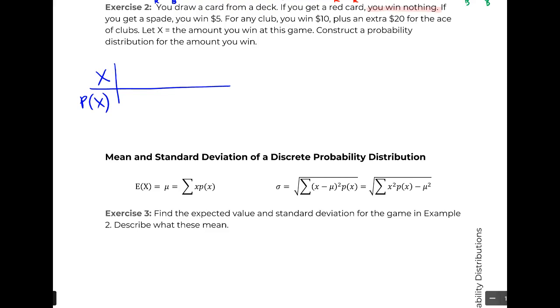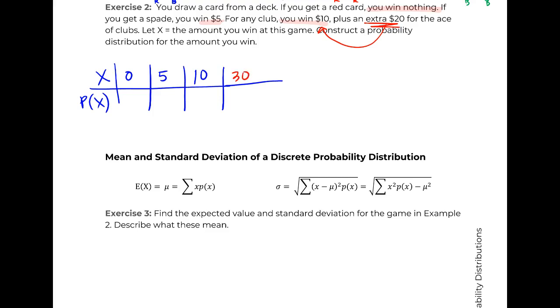So there's our first outcome, 0. If you get a spade, you could win $5. So there's our second outcome. If you get a club, you could win $10. So we got 10. And then the last one, this is the only place that you might have had a mistake. You get an extra 20 if you get the ace of clubs. So that means we're going to add this 20 to the 10. So your last value should be a 30, not a 20.